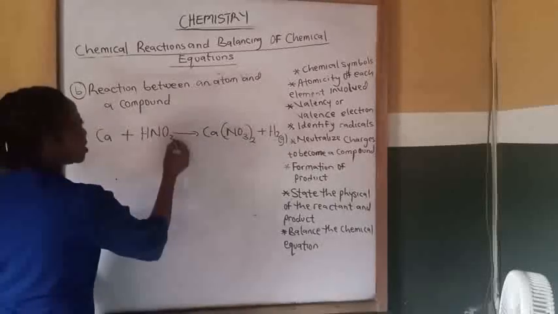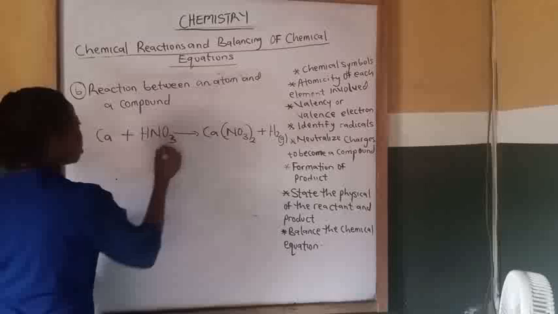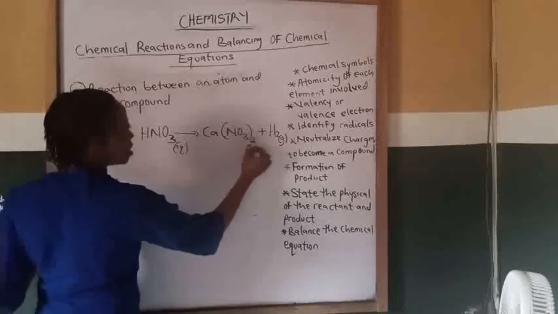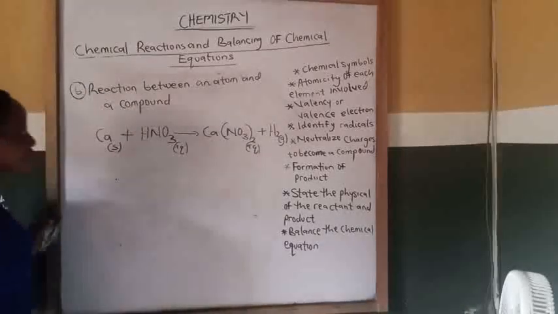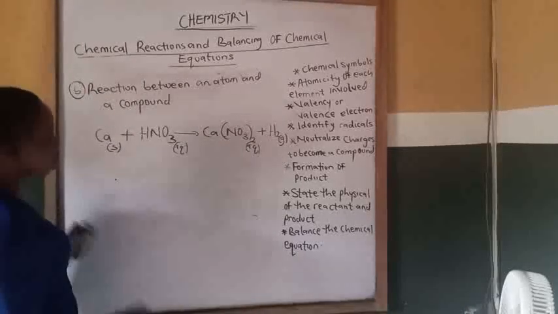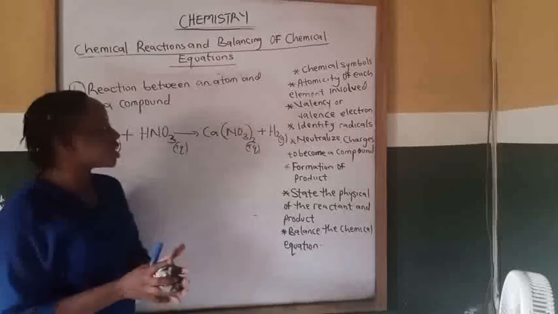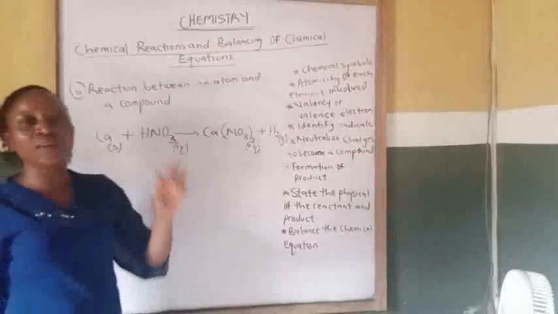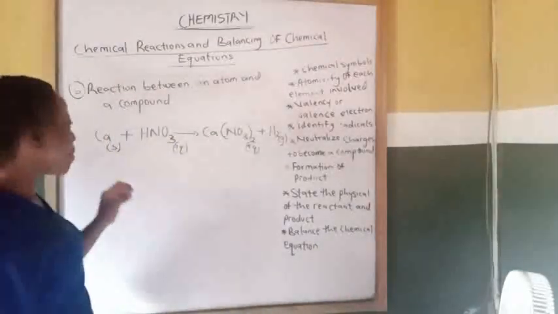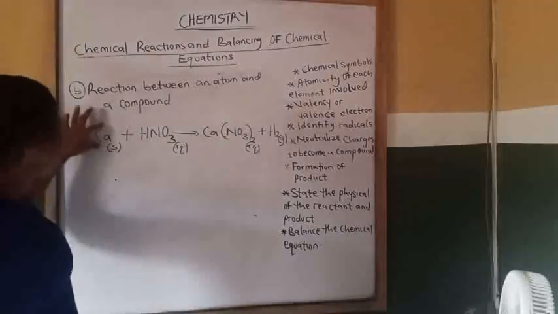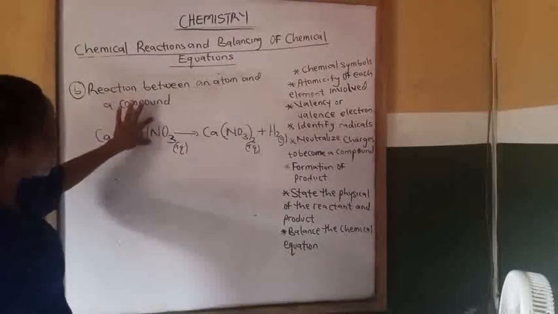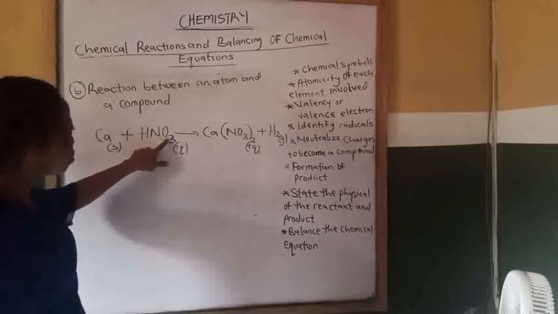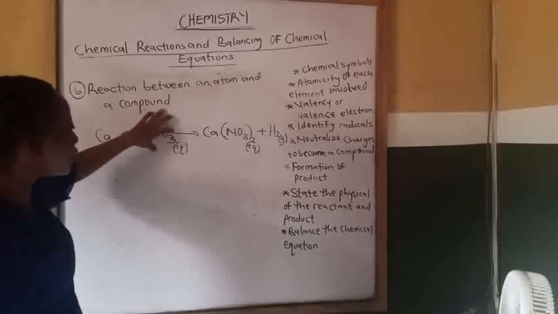Don't forget that you assign their physical states too. This one is solid, this is aqueous, this is aqueous, this is aqueous, and this one is in the form of gas. So let's balance our equation. To balance your equation, identify the particle with the highest number of atoms. This one is one atom, this is a particle, this is another particle. One hydrogen plus nitrogen, that's 2, plus 3 atoms of oxygen, that is 5. So this one has 5 atoms.